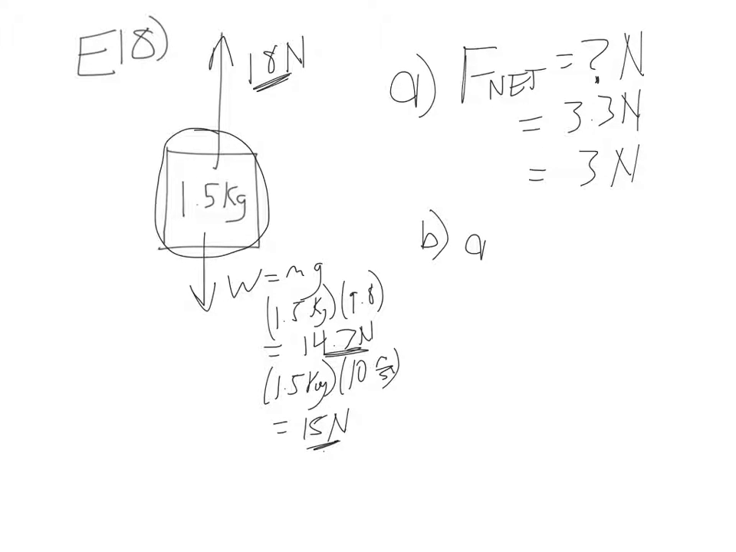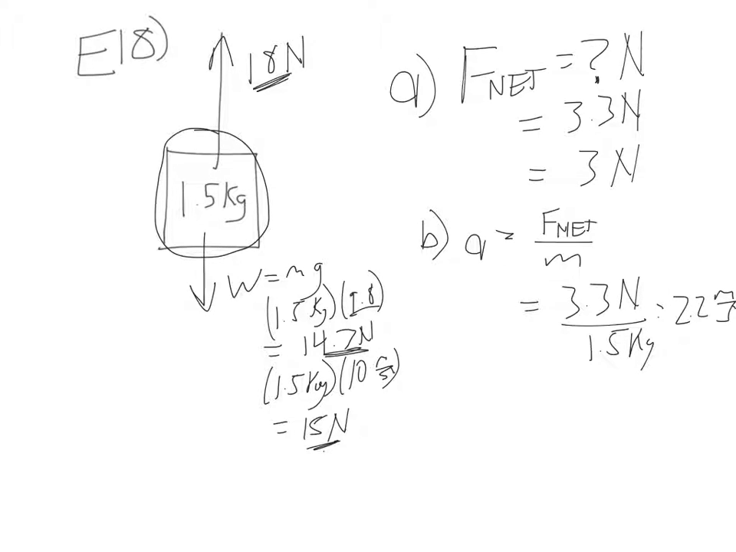And recall, acceleration equals F net divided by m. So we have either 3.3 newtons if you use 9.8 as your g, divided by 1.5 kilograms, which is equal to 2.2 meters per second squared. Or if you used 10 as your g, it would be 3 newtons divided by 1.5 kilograms, which is equal to 2 meters per second squared.